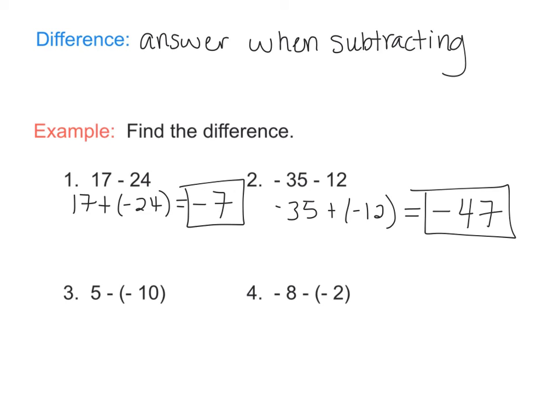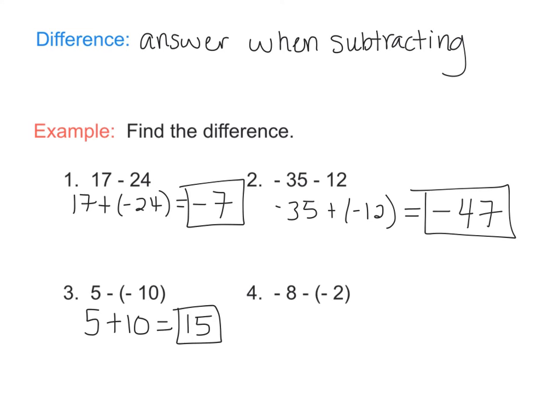Now on number 3, we have something a little bit different here. We have two negative signs there in the middle. We've got 5 minus a -10. So those two negative signs are actually going to turn into a plus sign. Two negatives always make a positive when they're next to each other. So we just add these and it becomes 15.